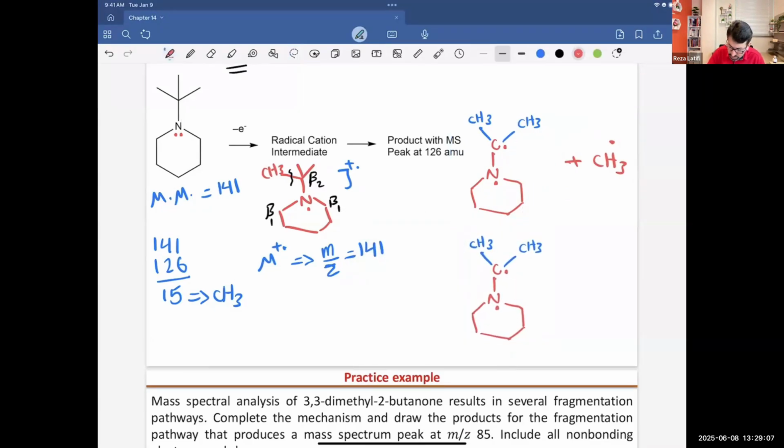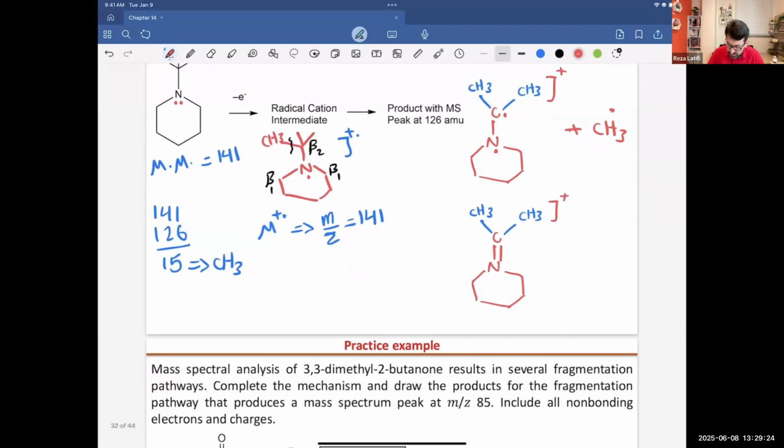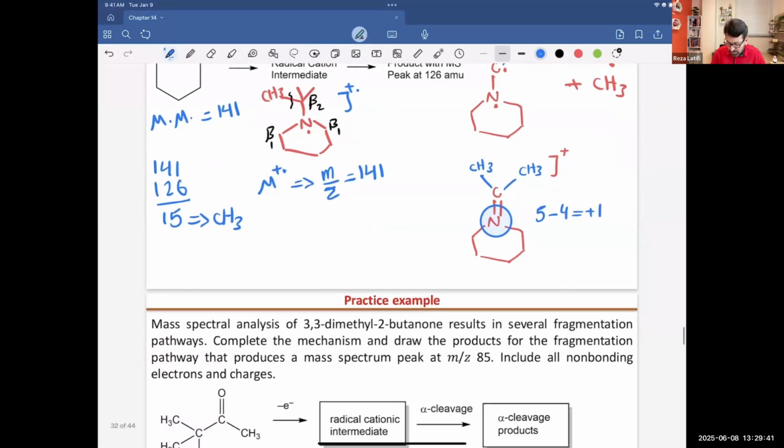And the charge is a plus. Now I'm going to share this lone pair with carbon, and that's going to give me a double bond. Now let's check the formal charge of nitrogen. I will draw a circle around it in order to find the formal charge. Nitrogen is group 5, but I see only 4 electrons inside the circle, so it will be +1. That's the reason I said the total charge is +1. Now let's write the M over Z for it. The M over Z for this species is 126.